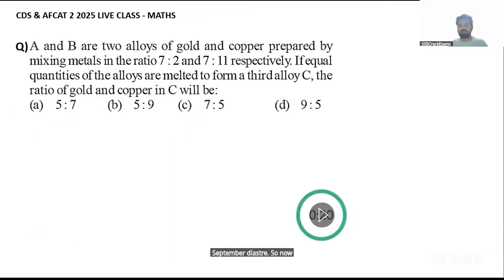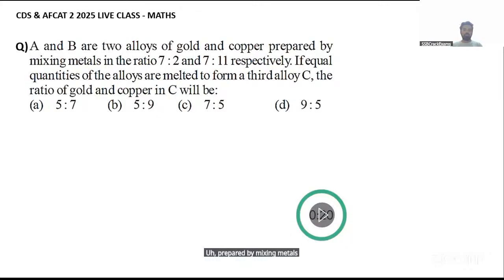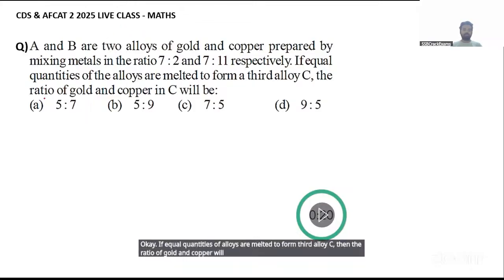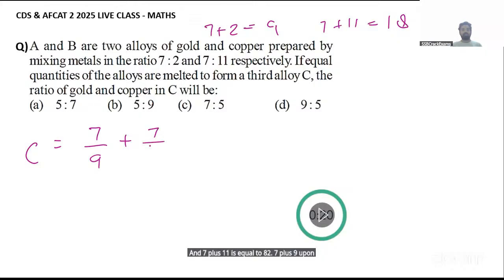So now let's move on to the next question. A and B are two alloys of gold and copper prepared by mixing metals in the ratio of 7:2 and 7:11. If equal quantities of alloys are melted to form a third alloy C, then what will be the ratio of gold and copper? Gold in C: I am applying the same formula, 7 upon 9 plus 7 upon 18, it is 7 plus 2 is equal to 9 and 7 plus 11 is equal to 18.